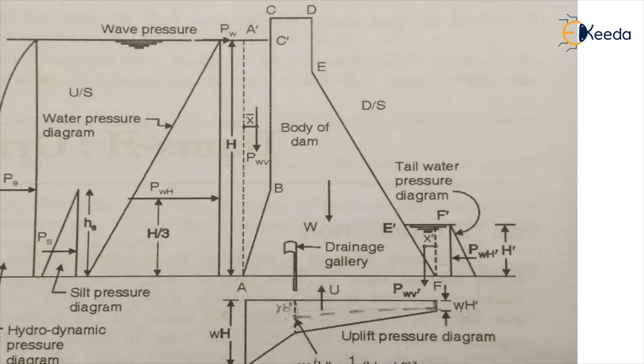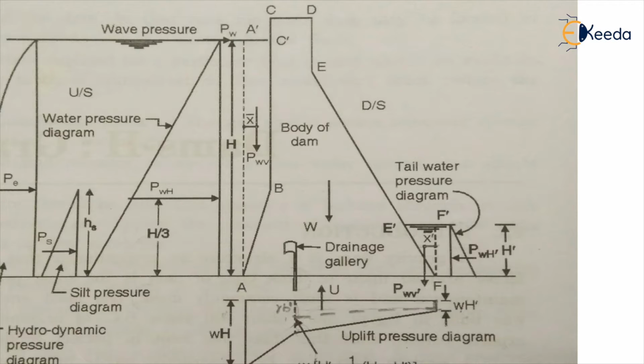So while finding out the forces, we should know how these forces and this pressure are created. Now you can see on the downstream side, as I told you, some part of the water accumulated on the upstream side can be discharged through the sluice gate and collected on the downstream side, and it exerts pressure on the downstream section. So it is known as tailwater.